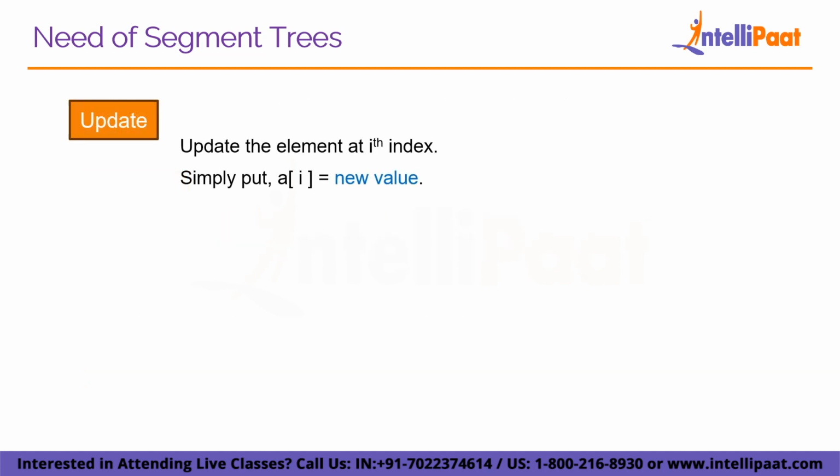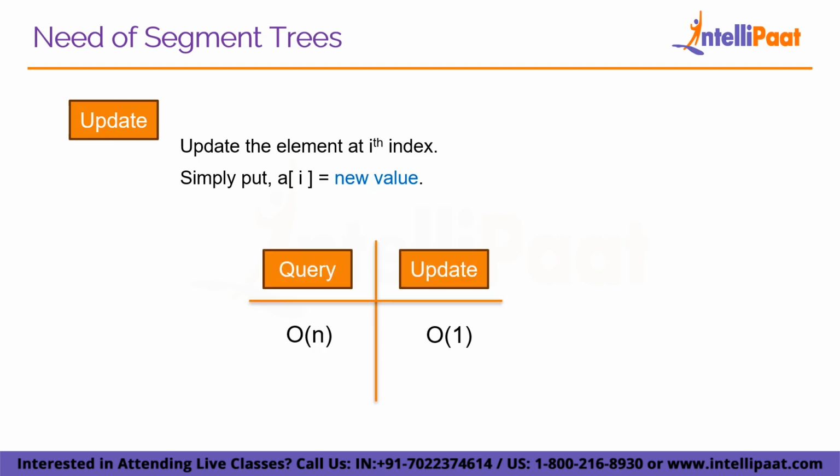And if we get a query for update, then what will we do? But before that, let me clear up what update actually means in terms of segment tree. The update operation means to modify the value of a specific element in the array and adjust the segment tree accordingly. So in this case, it is very easy. You just have to modify the element at index i with a new value. Here we can see that from this approach, the time complexity for the query is order of n and for the update it is order of 1.